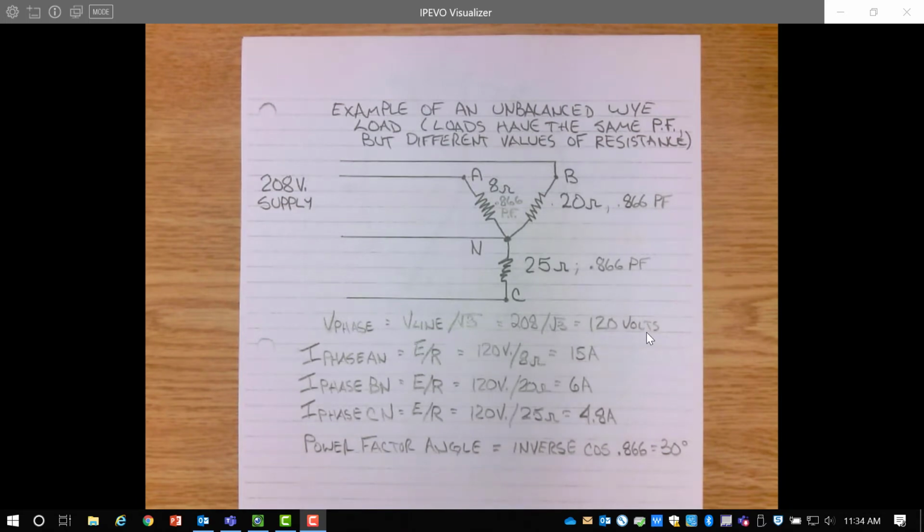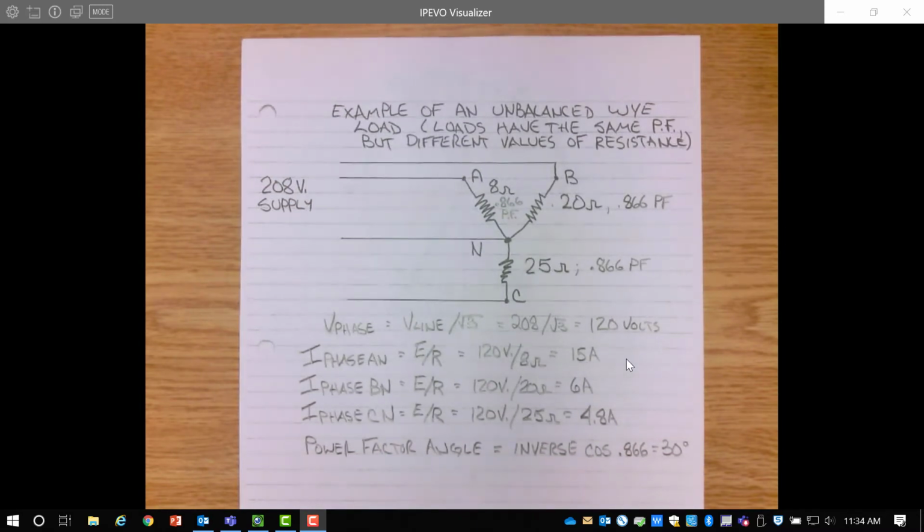If we have 120 volts in each phase, we can find the current in each phase. Phase current A to N equals the voltage on the phase over the resistance of the phase, so 120 volts over 8 ohms is 15 amps. Phase current B to N is the phase voltage on phase B over the resistance of phase B, 120 volts divided by 20 ohms gives us 6 amps. Phase C to N is 120 volts divided by 25 ohms, or 4.8 amps.